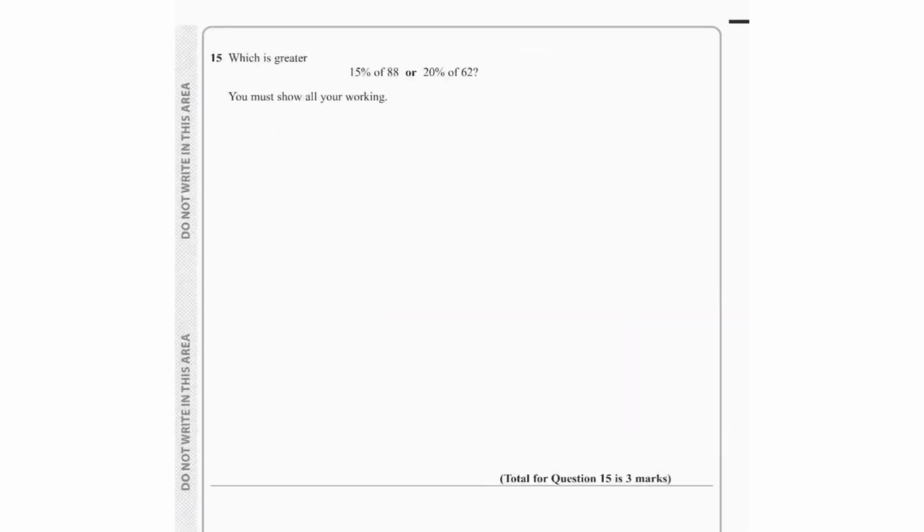Question 15 says, which is greater, 15% of 88 or 20% of 62? You must show all your working. So for 15% of 88, we do 15 over 100 times 88. Of always means multiplication in these cases. And that is going to give us 13.2. And for 20% of 62, we do 20 over 100 times 62. And that's going to give us 12.4. So we can clearly see that this is greater.